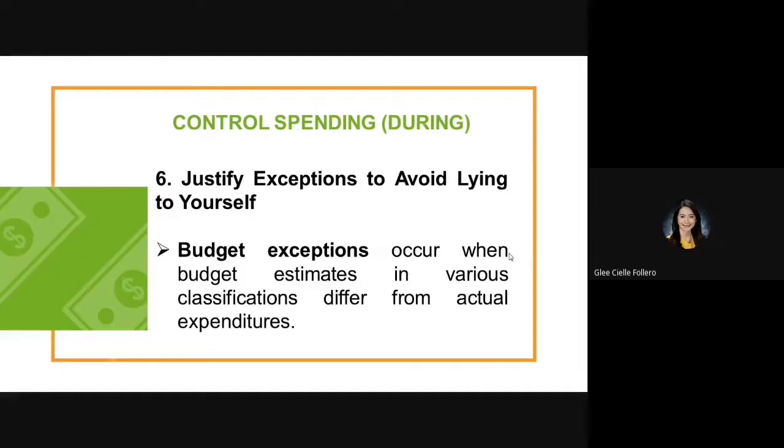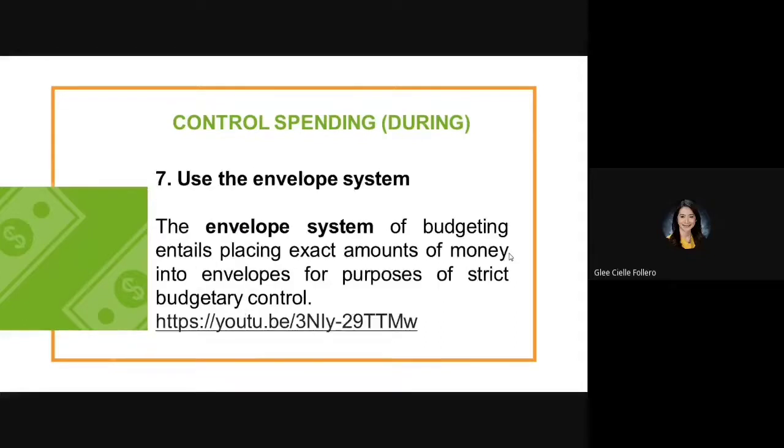Record the specific expense, then explain. By doing that, you can control your finances. You can reduce next time other expenses in your spending plan. Lastly, using the envelope system. So, envelope system or budgeting entails placing exact amounts of money into envelopes for purposes of strict budgetary control. So, I have attached here a link for the video explaining this envelope system. So, effective to class. So, you can try doing this one.